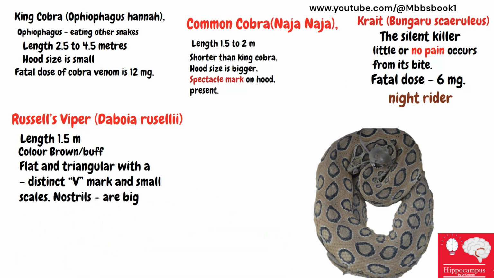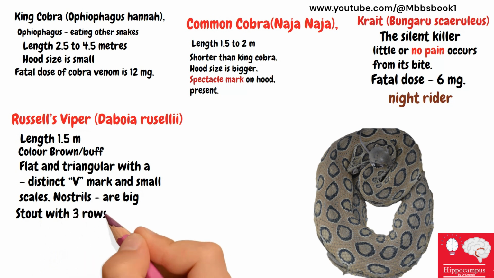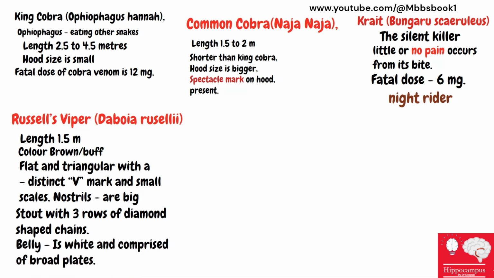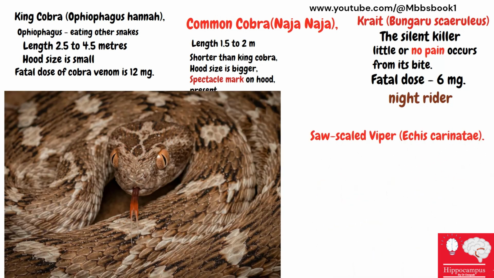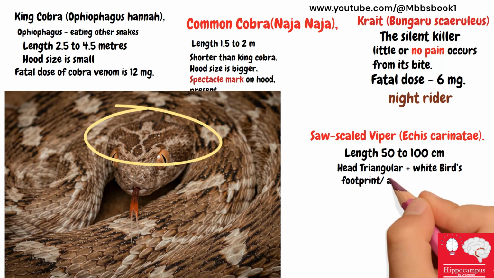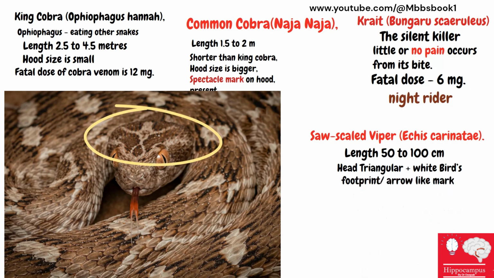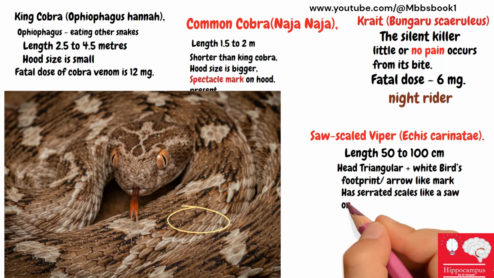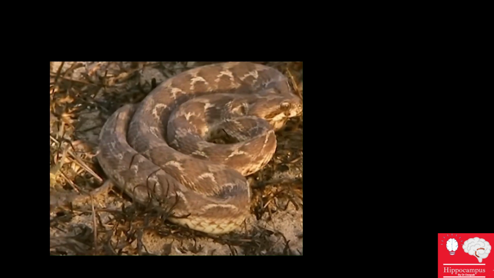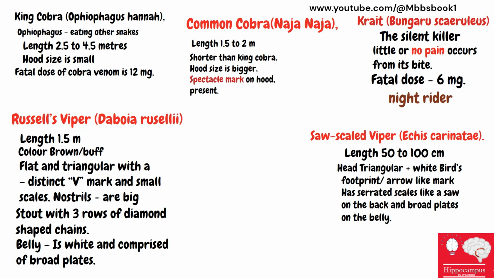The nostrils are very big. The body of this snake is stout with 3 rows of diamond-shaped chains. The diamonds are interconnected and the belly is white and compressed. Now the last is the saw-scaled viper. It is around 50 to 100 centimeters in length and the head of this snake is triangular with a white bird's footprint, arrow-like mark on the head. The body has serrated scales like a saw on the back and a broad plate on the belly. This snake makes a rustling sound while moving due to the rough scales.